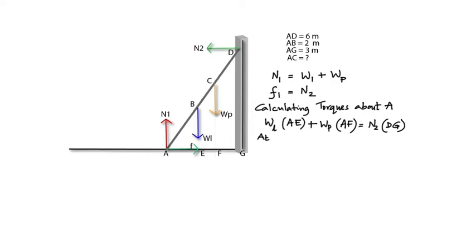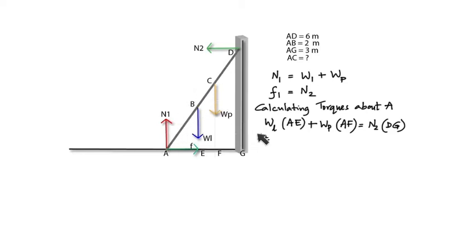So now we have to set up some ratios, because if you look at what's given, the length of the ladder is given as 6 meters. The center of gravity of the ladder is said to be 2 meters away from the ladder. So AB is 2 meters, and AG is 3 meters. That means the foot of the ladder is given to be 3 meters away from the wall. So these 3 distances are given. And remember, we're trying to find AC.